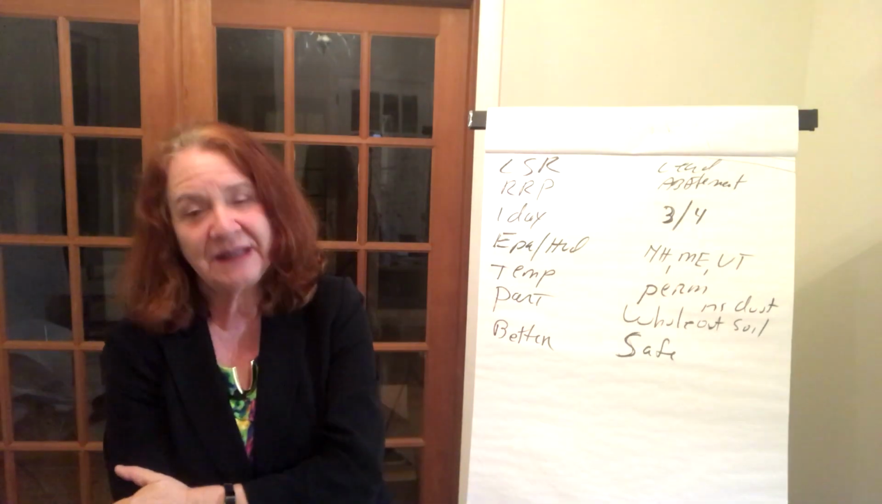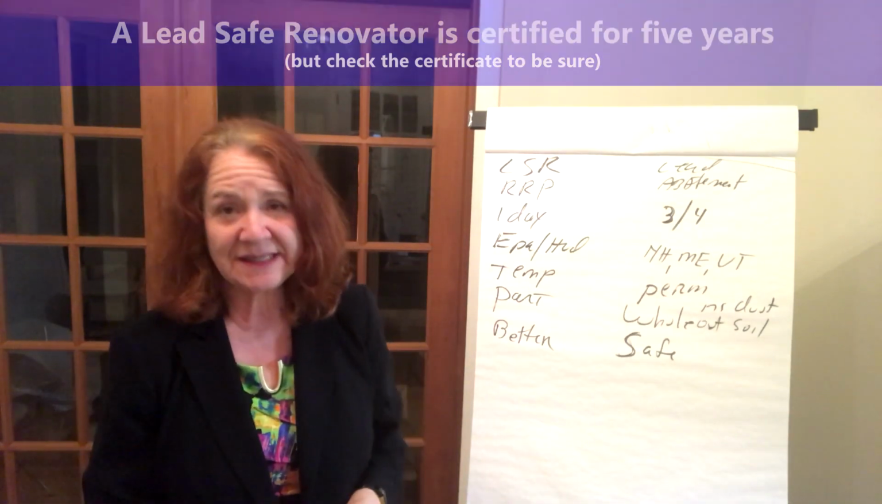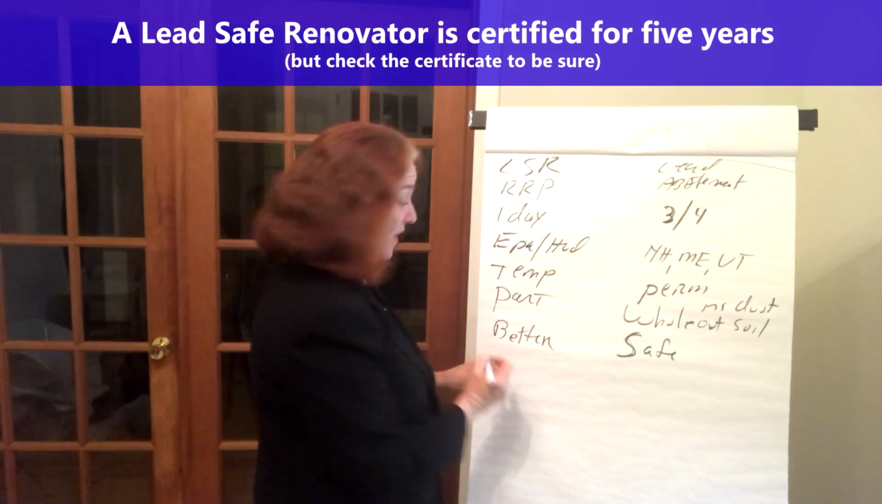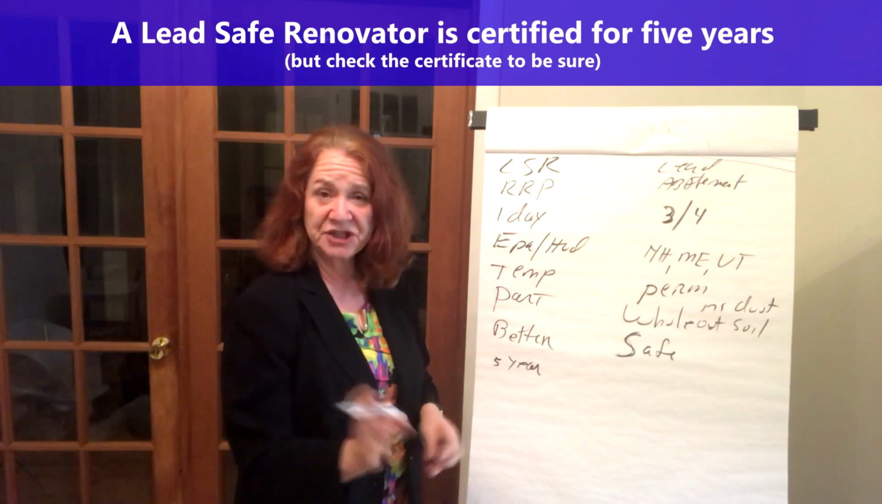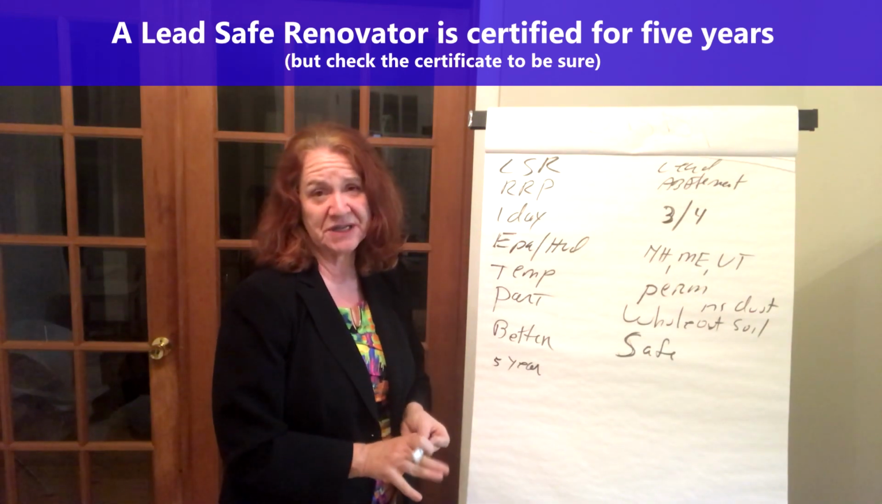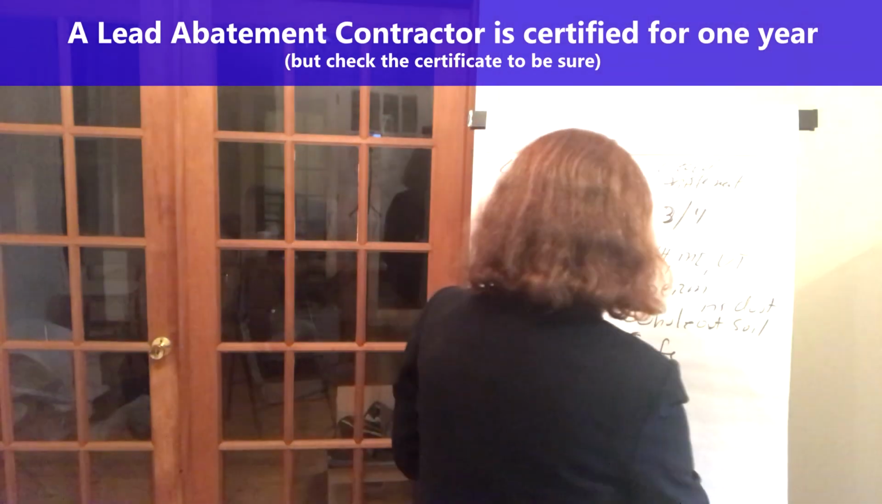The other thing is the length of time that a contractor is certified. In most cases, a lead-safe renovator is certified for 5 years. If you look at their certification, you should see a 5-year expiration date from the time they took the class. A lead abatement contractor is typically 1 year.